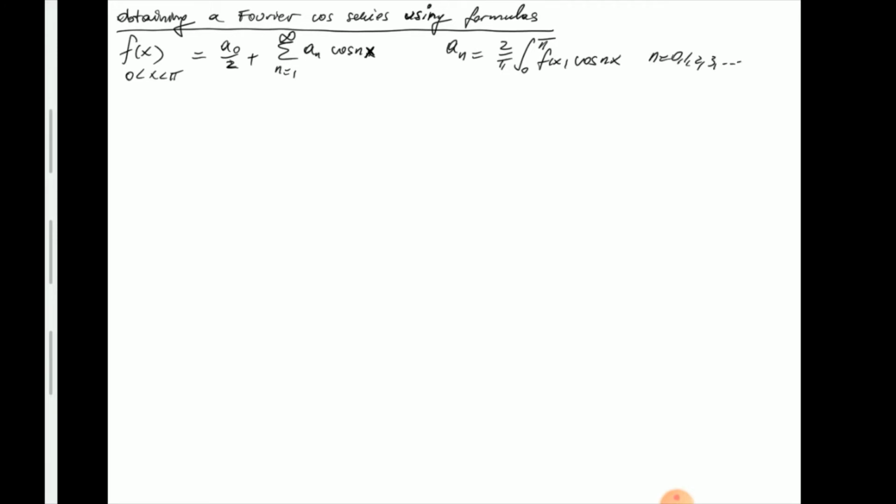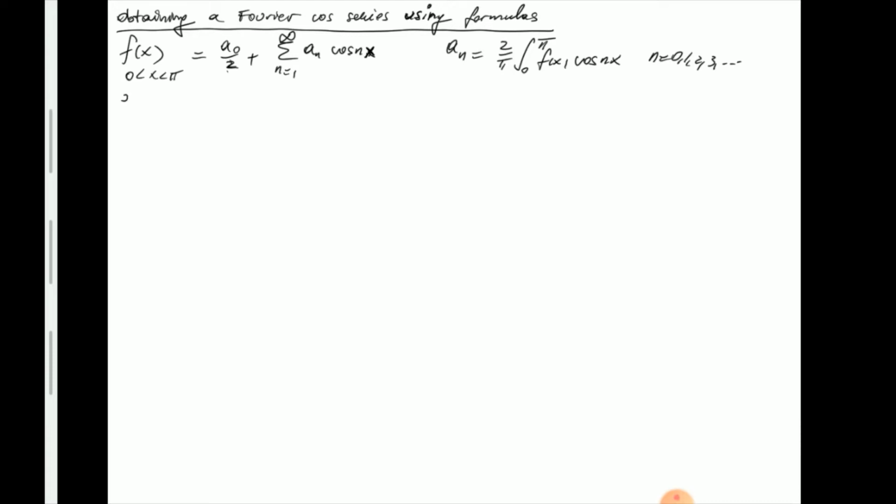Remember, there's no need to take a formula separately for a naught, and that's the reason we have this extra 2. If we had just a naught outside the summation, we would need a slightly different formula for a naught, but as such it is the same formula for all coefficients from 0 to infinity, 0, 1, 2, 3, and so on. So in practice, we won't do this by hand, but using the tables, but let's actually do it for a couple of basic functions.